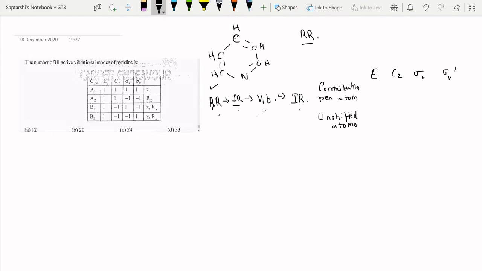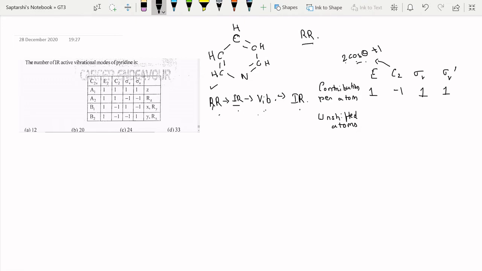So contribution per atom, for E it's always 1, for sigma it's always 1. For C2 the formula is actually 2 cos theta plus 1. Over here we have C2, so it's cos 180, which is minus 1, so minus 1 into 2 is minus 2, plus 1, which is minus 1.